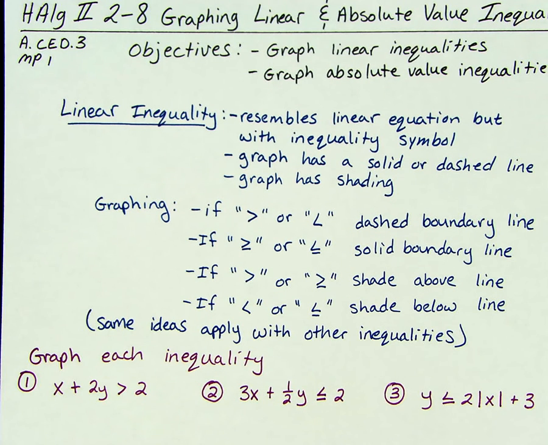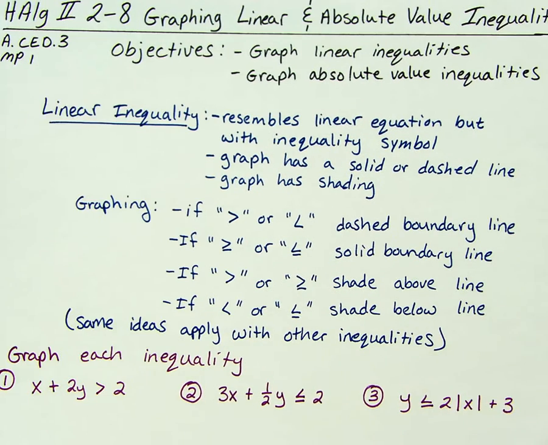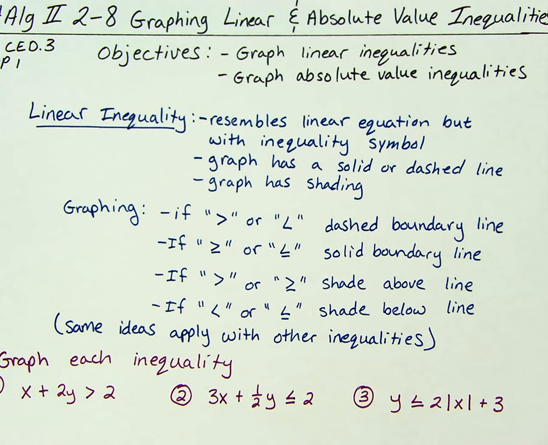All right, lesson 2-8, graphing linear and absolute value inequalities. By the time we are done with this lesson, we should be able to graph linear and absolute value inequalities. This section is really going to be just a review of graphing linear and absolute value equations. And then we're going to add in shading and whether our boundary line should be solid or dashed based on the inequality.